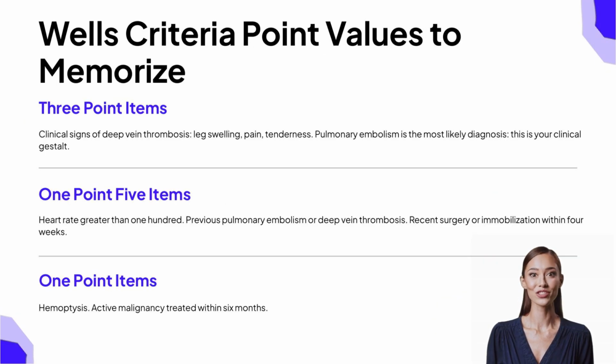Let's memorize the Wells criteria point values. The 3-point items are clinical signs of deep vein thrombosis and pulmonary embolism being the most likely diagnosis. The 1.5 items are heart rate over 100, previous venous thromboembolism, and recent surgery or immobilization. The 1-point items are hemoptysis and active malignancy. You do not need to memorize exact cutoffs for boards, but you must recognize patterns. Multiple risk factors equal high probability.